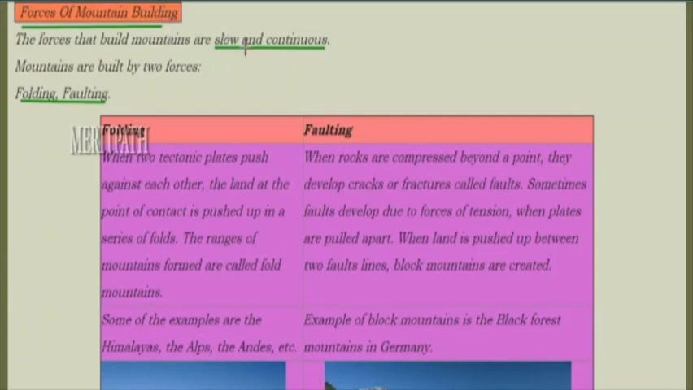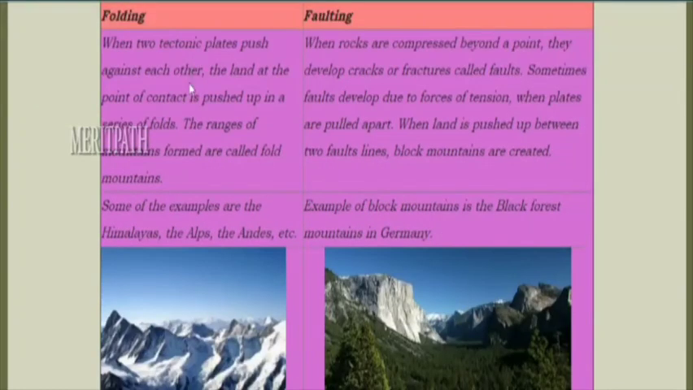There are forces acting on mountain building. These forces are slow and continuous, and they are of two types, folding forces and faulting forces. So what is a folding force? When two tectonic plates push against each other, they land up at a point of contact and then form a series of folds. These series of folds form mountains known as fold mountains. Examples: the Himalayas, Alps, Andes, etc.